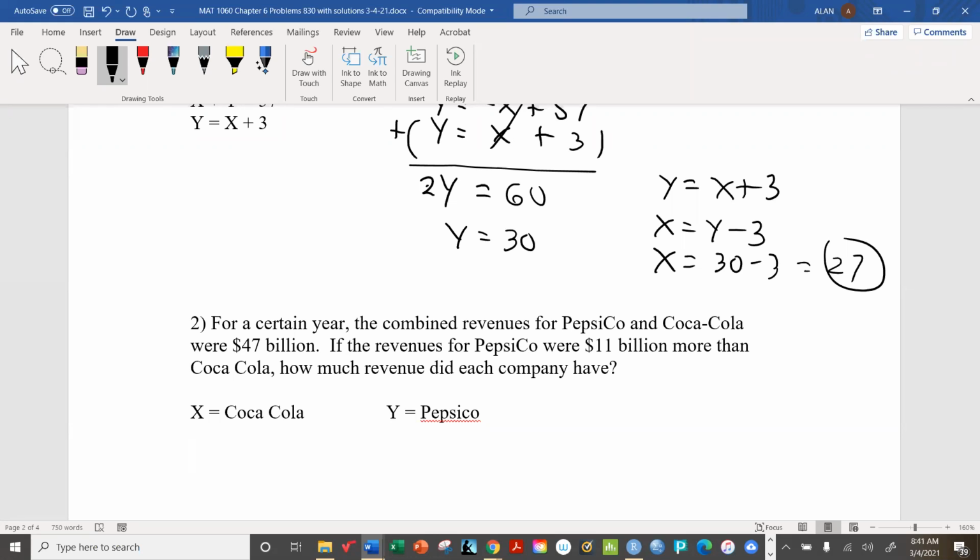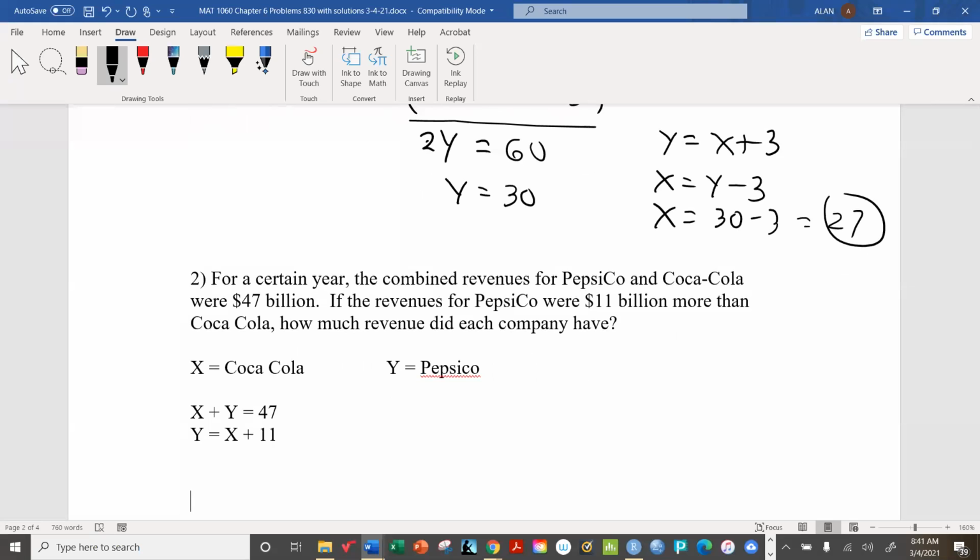But anyway, we're told that the sum is 47. And then we also know that PepsiCo is 11 billion more than Coca-Cola, which implies that y equals x plus 11. And of course, again, there are different ways of doing this, but I think this is the most straightforward way to go.